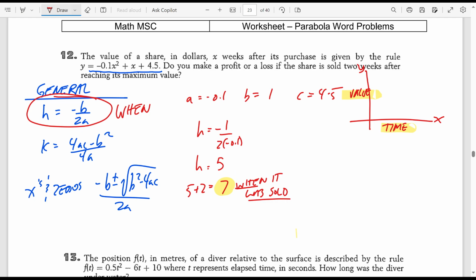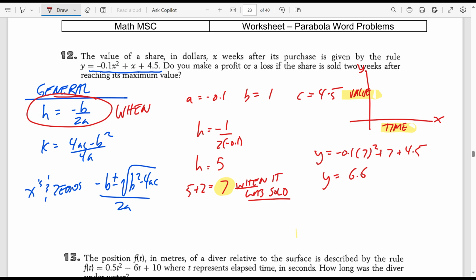Okay? So this is probably the hardest part to get your brain wrapped around. What is the y-axis? What is the x-axis? How do the two relate? What is it that I'm looking for? So you would literally just plug in y is equal to negative 0.1 times 7 squared plus 7 plus 4.5. And I think it was something like 6.6, right?